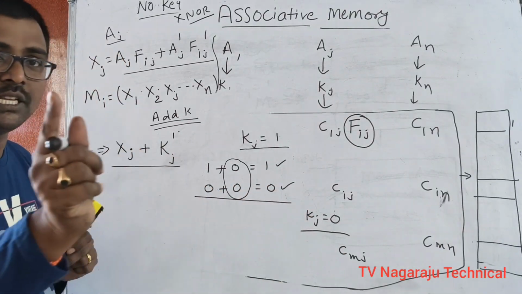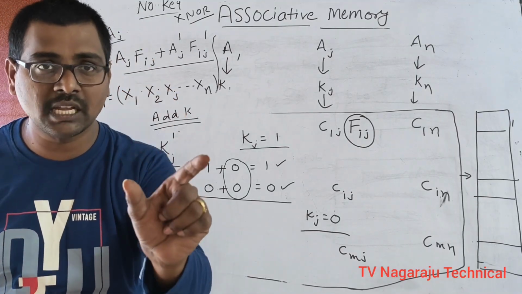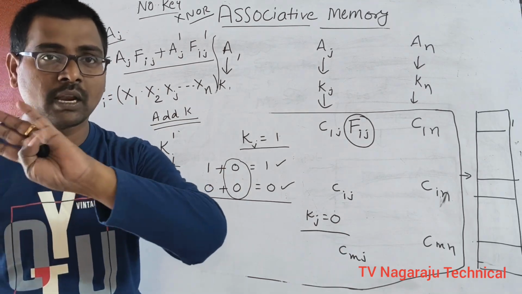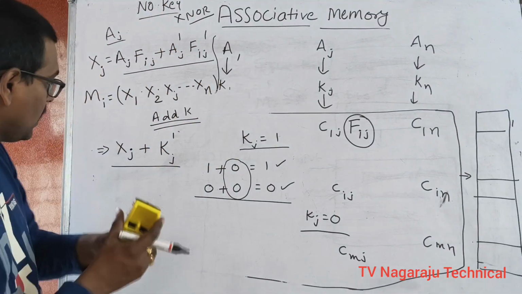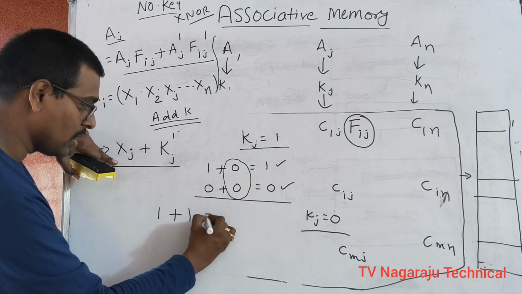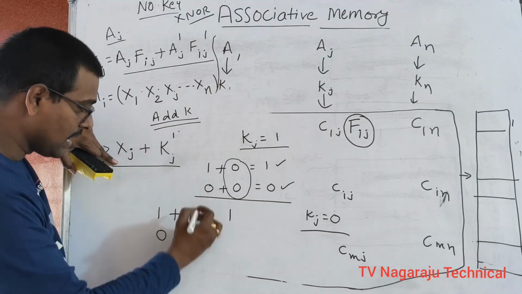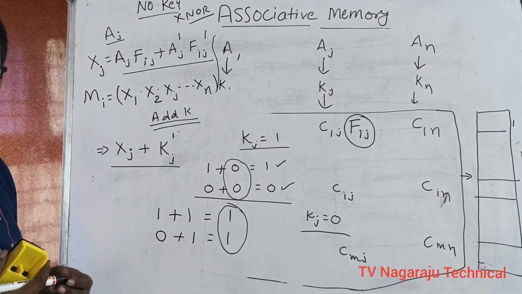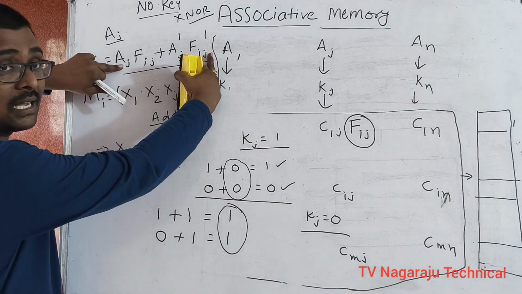Suppose kj is equal to 0, what is the meaning? You need to do it forcibly. That is, even though those are mismatched, the output is 1. Clear the point? If kj value is equal to 0, we are not doing any comparison. Even though the two bits are mismatched, the output is always 1. So observe, xj value is equal to 1, kj complement is 1, 1 plus 1, the answer is equal to 1. Suppose xj value is equal to 0, kj complement 1, 0 plus 1, the answer is equal to 1. Now what is the answer you are getting? 1. Now you got it? So it does not depend on the x value.